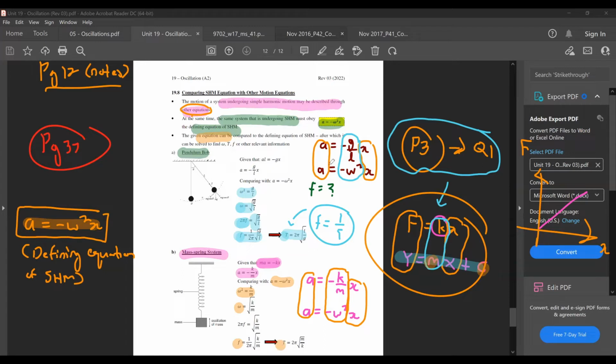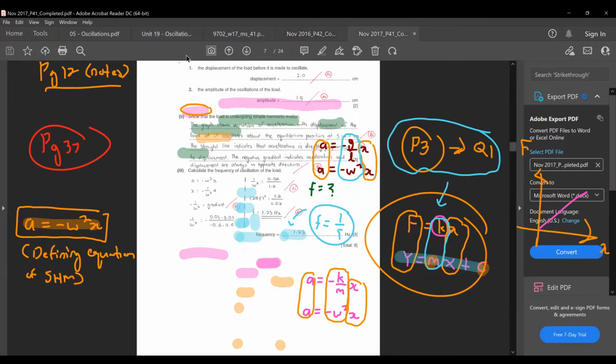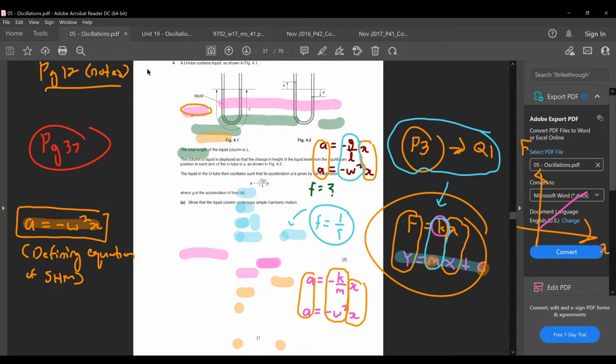Okay, so this is how you will proceed if given some other equation, but we tell you at the same time it is simple harmonic motion. All right, so far so good. All right, so that one is okay. Then I move on to your question again.